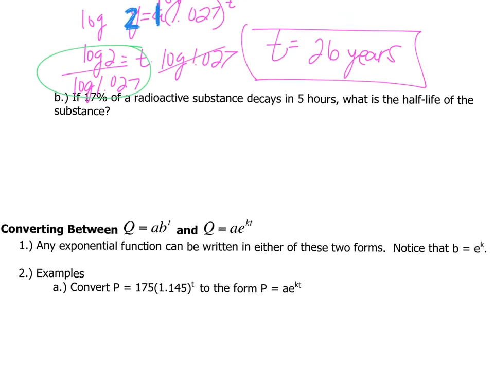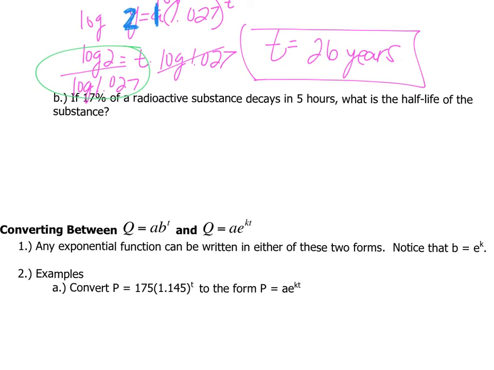On the next one, we are told that 17% of a substance decayed in 5 hours. We're asked what the half-life of the substance is. The difference in this problem is we're not given an hourly decay rate, we're just told how much decays in 5 hours. So the first thing that we need to do is find that value of B, that hourly decay rate.